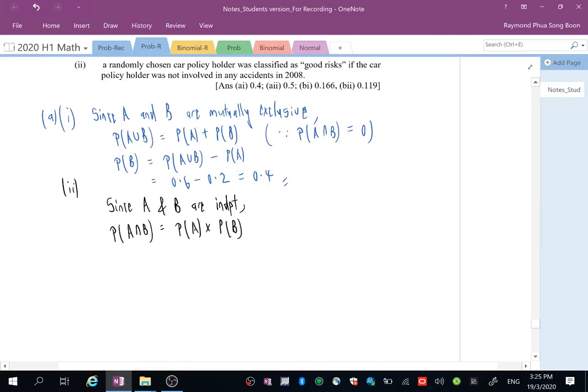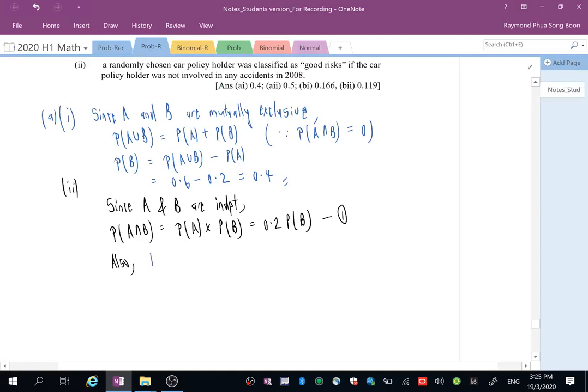So since events A and B are independent, probability of A intersect B will be equal to probability of A times probability of B, which is PA is 0.2, and probability of B is what we are asked to find. Okay, so now I just leave it as this for now and I call this equation 1.